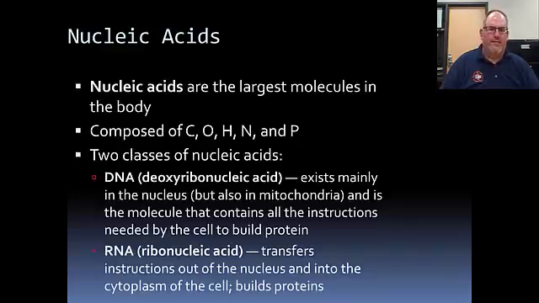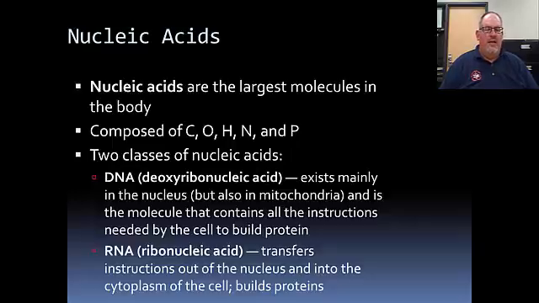Nucleic acids. These are the largest molecules actually found in the body. So we think proteins are large. These nucleic acids are definitely the largest. And they're made of carbon, oxygen, hydrogen, nitrogen, and phosphorus. And we have two classes. We have DNA, which is deoxyribonucleic acid, and then we have RNA, which is ribonucleic acid.